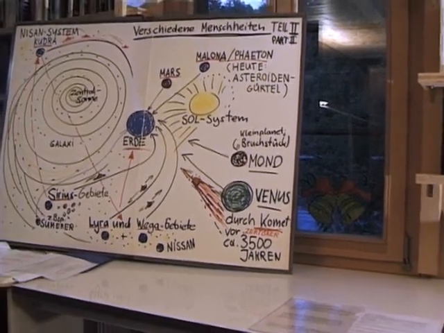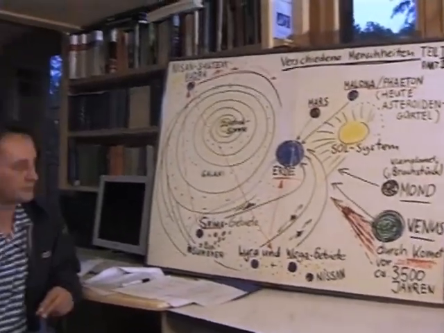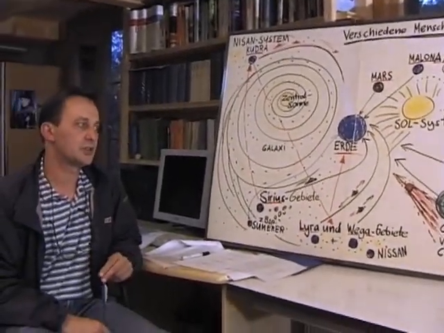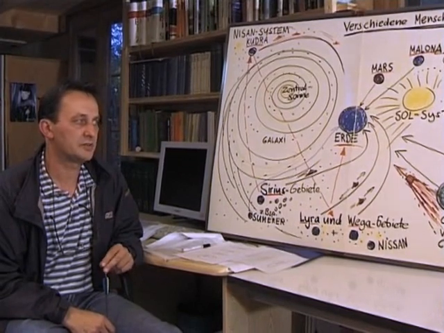Will this destroyer comet come again? No, as far as I know, it has been brought onto a new course by the Pleiaren and will not be able to damage Earth again.